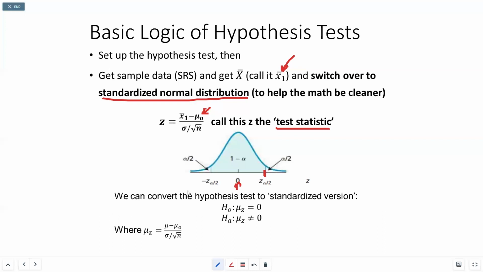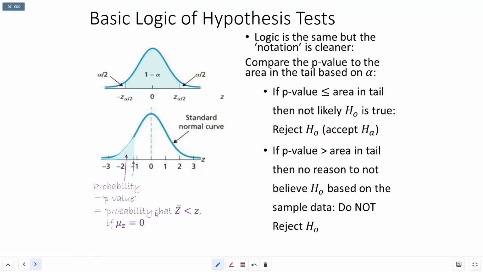All right, so we can convert the hypothesis test to the standardized version. And I'm putting a u sub z here to be clear. So we're saying u sub z is equal to 0, it's not equal to 0. Remember, u sub z is the z-score version, so we centered on mu naught and we divided by the standard error. So now the logic is the same as everything we've already gone over, but the notation is cleaner.